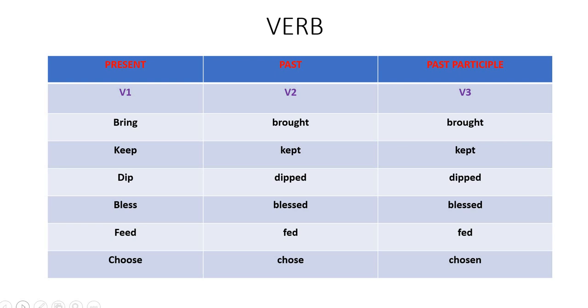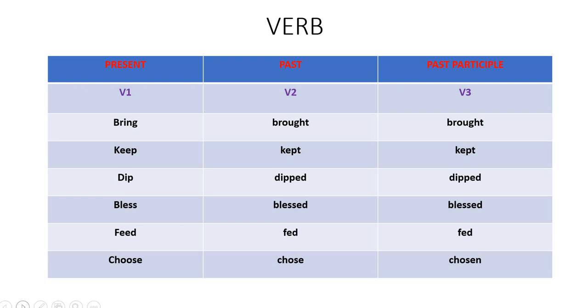Take the word bless. Bless, again it is a regular verb where we use ed to form the past tense and past participle form. In that sense, bless is an example of a regular verb. Take the word feed. Feed is a base form of the verb, which in past tense becomes fed. In past participle, it is fed. It's an example of an irregular verb where the past tense and past participle form are the same.